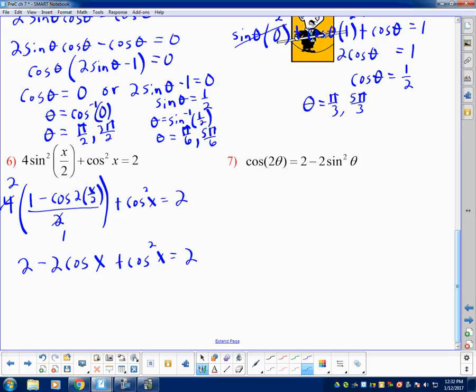This is like having an x squared and an x in the same problem. It's just more factoring.